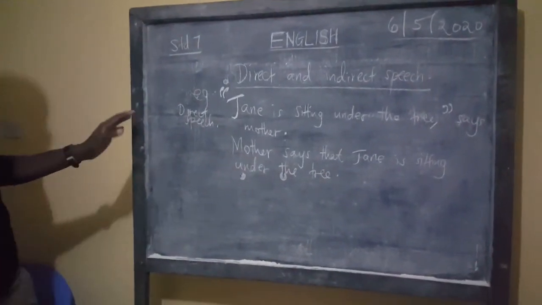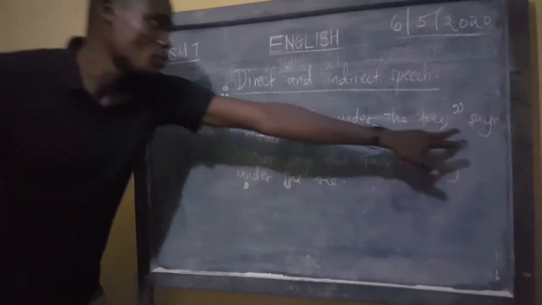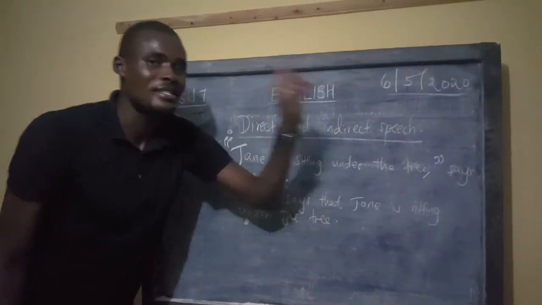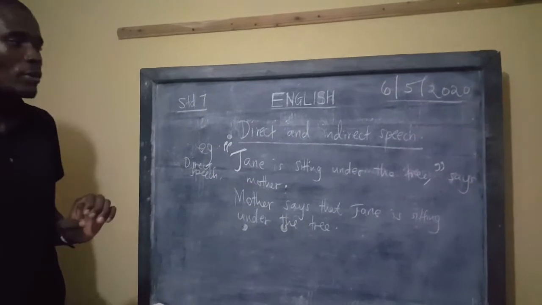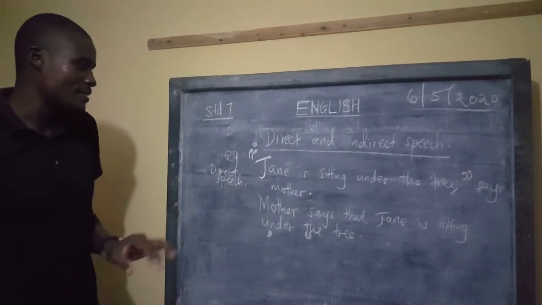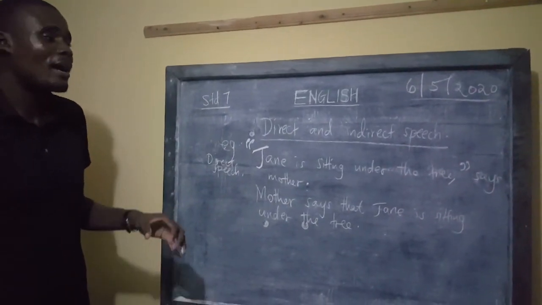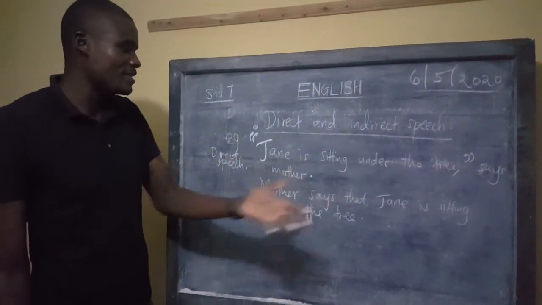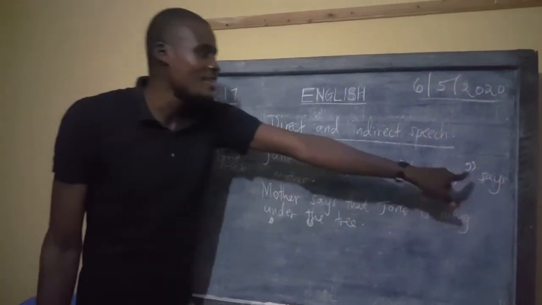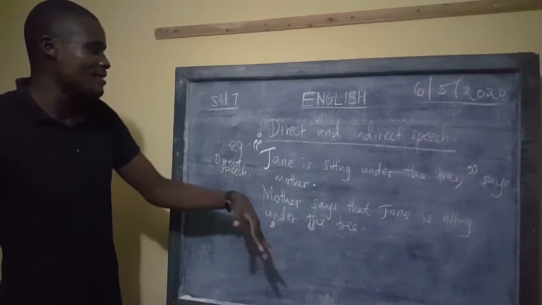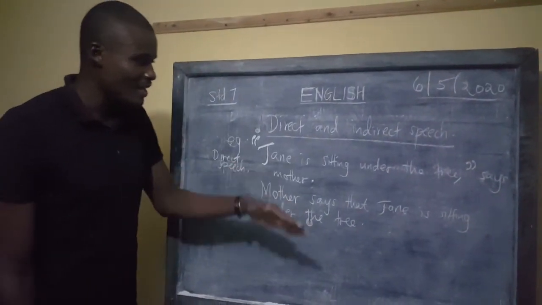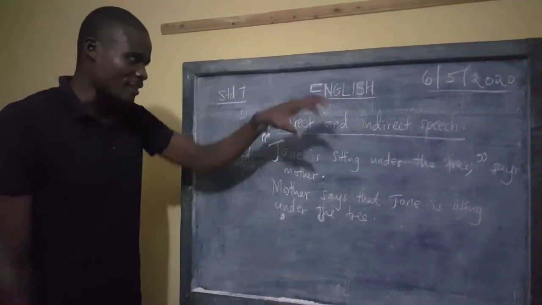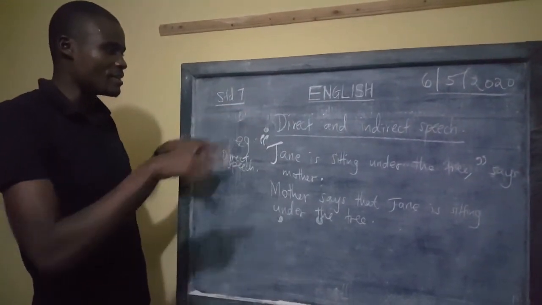Mother says. Be conscious of this: the tense is present simple tense, so you don't alter it. Don't come now and say that mother said that Jane is sitting. No, she didn't say it, she is saying it now. So mother says that Jane is sitting under the tree, and that is the fact there. So we have reported exactly what is there.